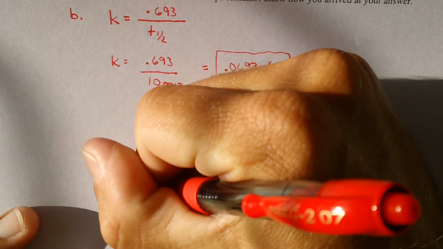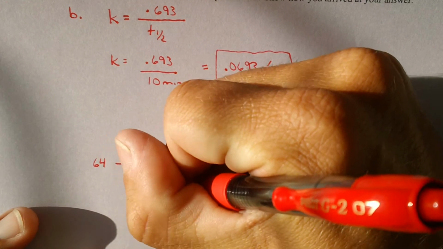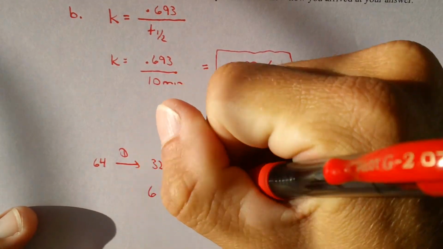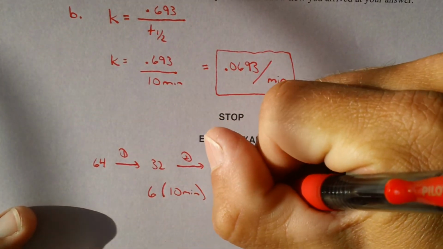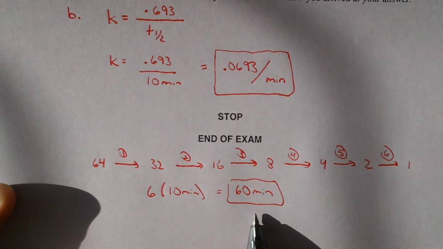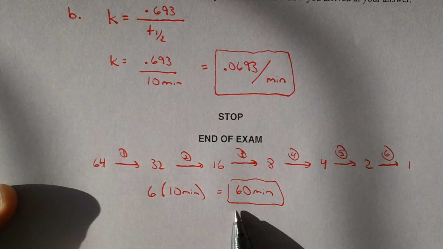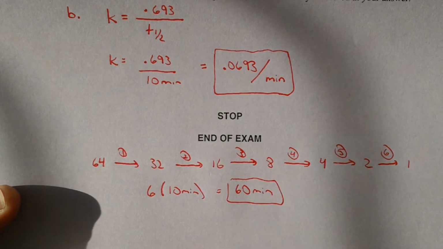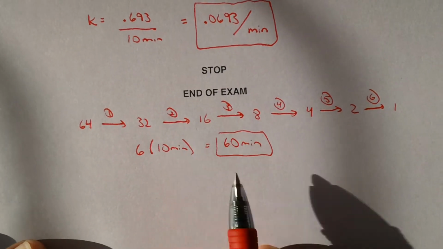And then you would take 6 half-lives. Each of those half-lives is 10 minutes. And so that equals 60 minutes of time. That's what they really want, right? What's the amount of time? Show how you arrived at the answer. 60 minutes. You're a winner. So the College Board justifies it that way.